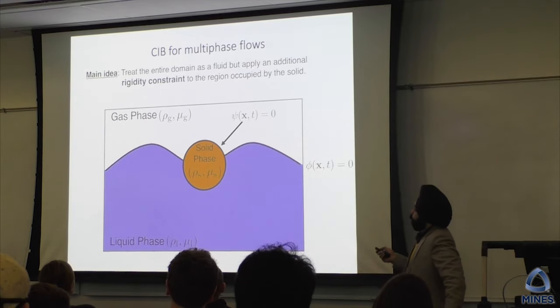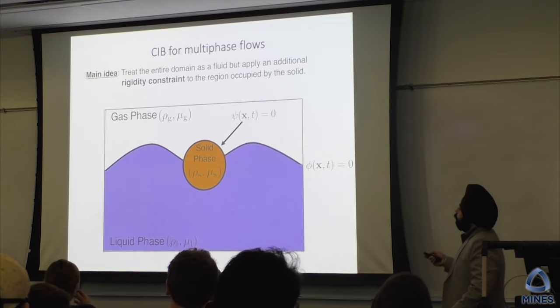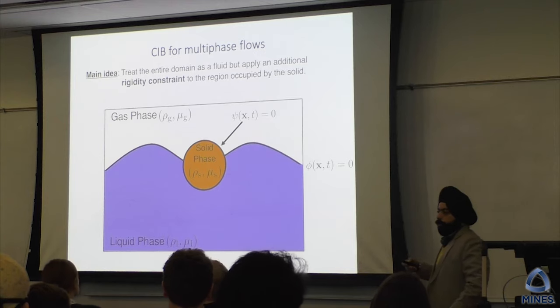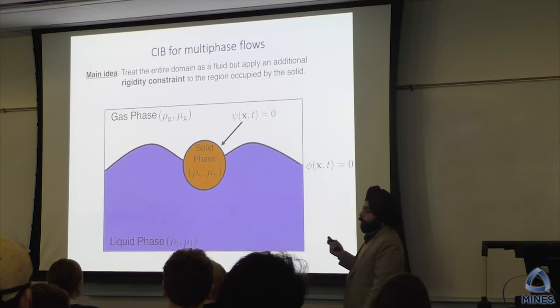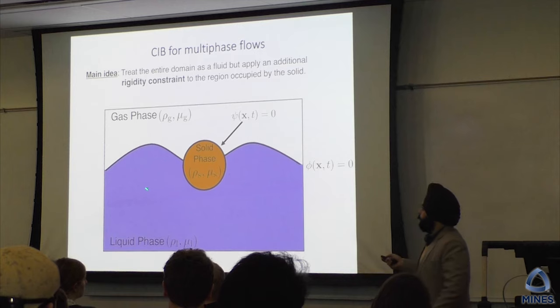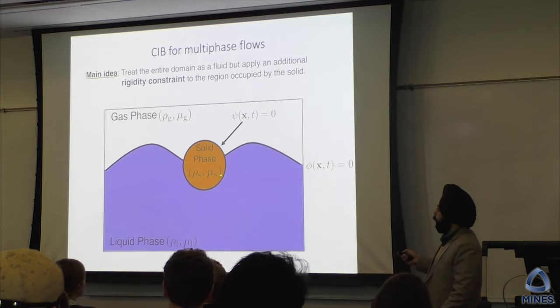So what we need to do in the context of multi-phase flows, we not only need to track air-water interfaces, but also the solid interface, because we would want to put the density of the solid on the domain. The viscosity of the solid does not matter. It could be anything. But what we generally take is the most viscous fluid and substitute that viscosity in the solid region.